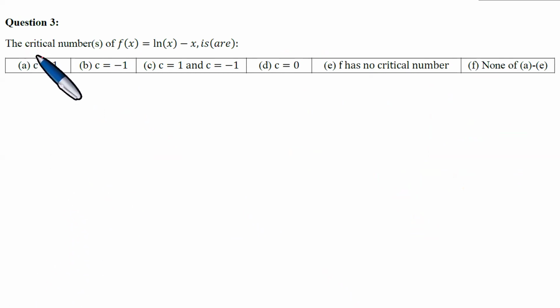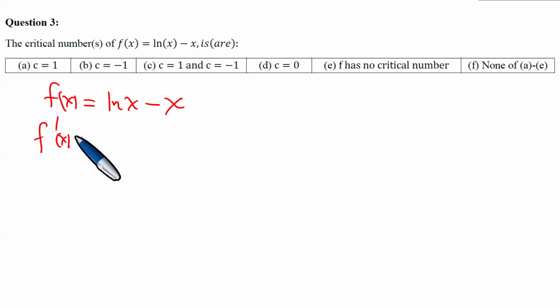We need to determine the critical numbers of the function f of x equals the natural log of x minus x. Now, if f of x equals the natural log of x minus x, what are the critical numbers? The critical numbers at this point are obtained as follows. We found them last time and you can do them. So I'm not going to waste a lot of your time because this is a bit lengthy.